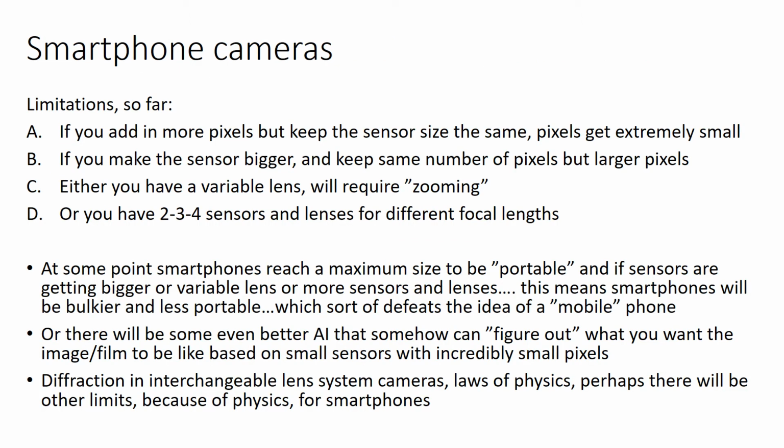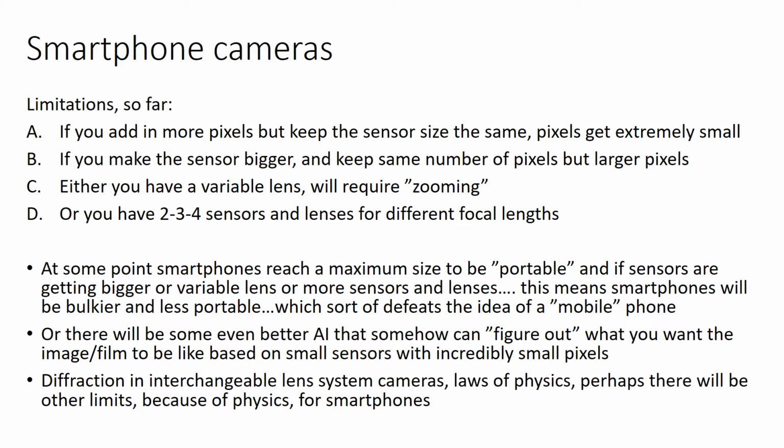When it comes to smartphone cameras, we have certain limitations. As I was saying, we could add more pixels, but as long as the sensor size stays about the same, the pixels will be very small, and this adds some sort of difficulty in the manufacturing process. We could make the sensor bigger and keep the same number of pixels, so we would have larger pixels. Or you could have a variable lens so that you could zoom. In other words, the camera itself would adjust a lens, its distance to the sensor.